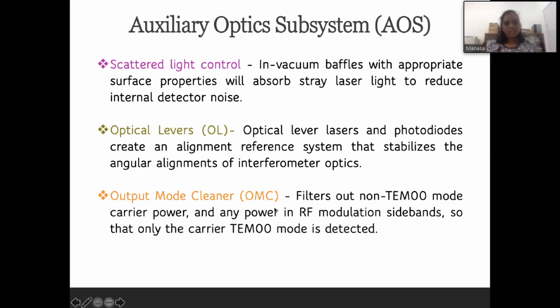The next one that also comes under the auxiliary optics subsystem is the output mode cleaner. What the output mode cleaner does is it filters out anything that is not in the main laser beam that carries the gravitational wave signal before it reaches the photodetector. This helps drastically in reducing the power and all the unwanted light that falls on the photodetector that detects the gravitational wave.